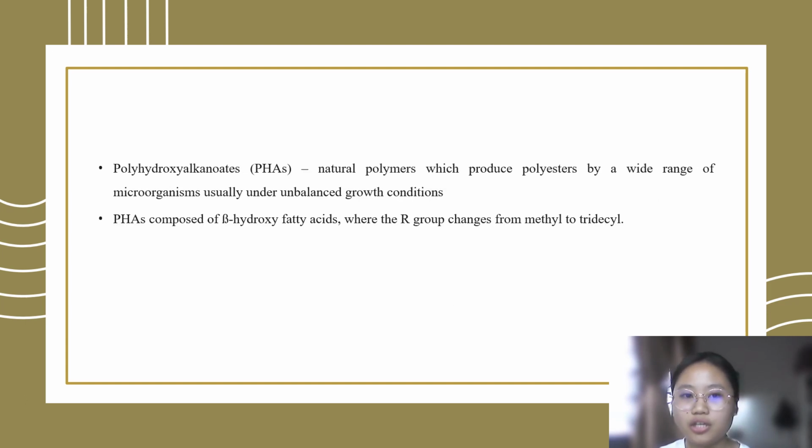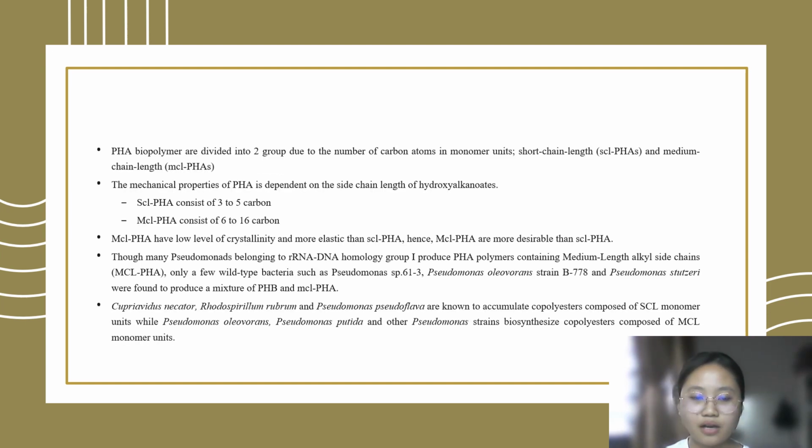So what is PHA? PHA, also known as polyhydroxyalkanoate, is a natural polyester produced by a wide range of microorganisms, usually under unbalanced growth conditions. PHA is composed of beta hydroxy fatty acids, where the R group changes from methyl to tridecyl. PHA polymers are divided into two groups due to the number of carbon atoms in the monomer units, that is short chain length SCL-PHA and medium chain length MCL-PHA.